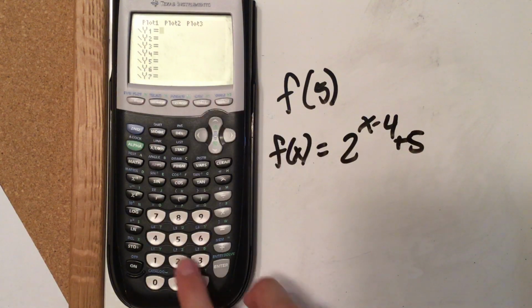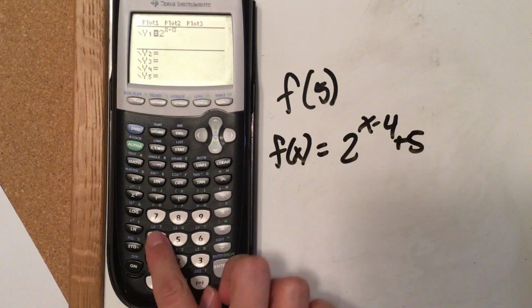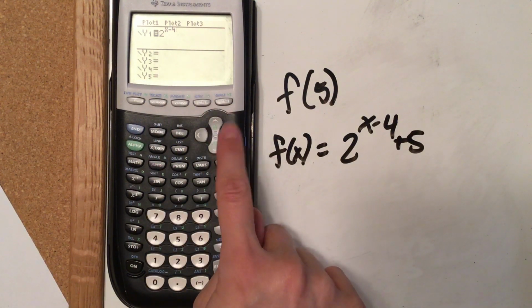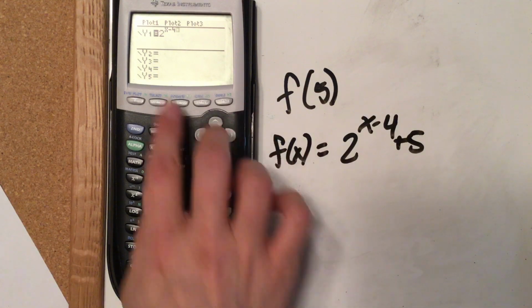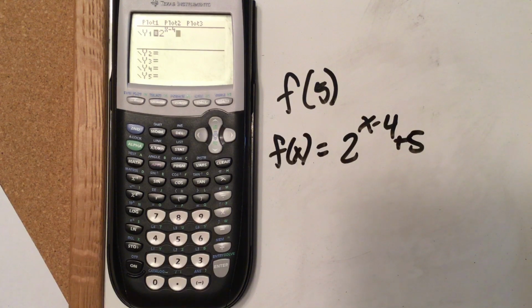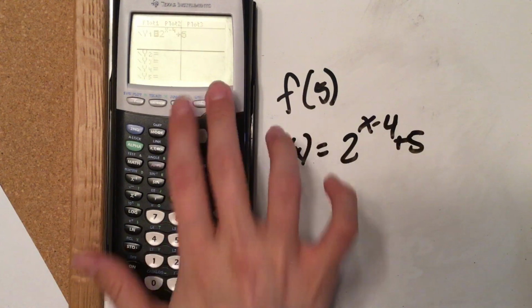Again, I'm already in y equals, so we're going to do 2 to the x minus 4, and then I'm going to move my cursor out of the exponent. If you're on the 83, you have to put parentheses around this so that it knows it's in the exponent. The 84 writes it kind of how we do it on paper, and then plus 5 like that. So we're going to hit graph.